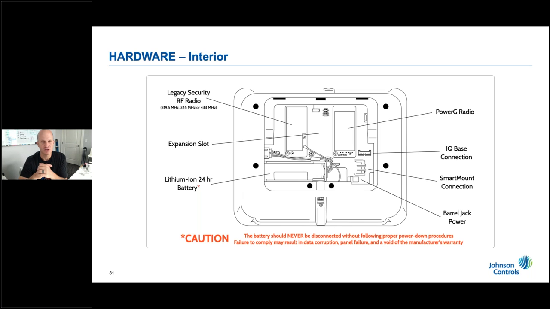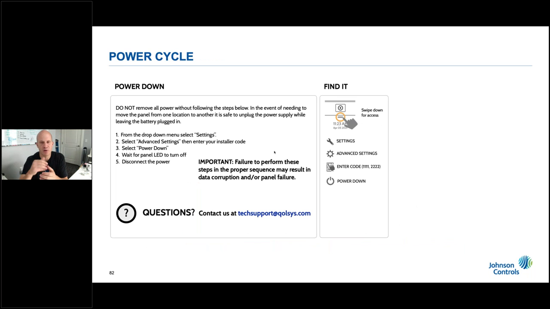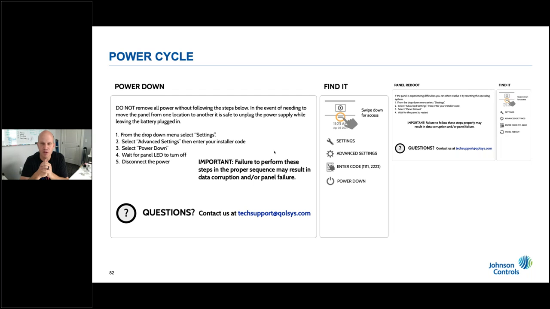On a traditional security panel, they would do that by just unplugging the transformer and unplugging the battery. There is no power down button, there is no software. On IQ Panel 4, we're running software, so we want to make sure that you power that down gracefully if you can. You just do that from settings. There's an actual power down button. If you just want to reboot it, you can do that. We have an actual panel reboot button.